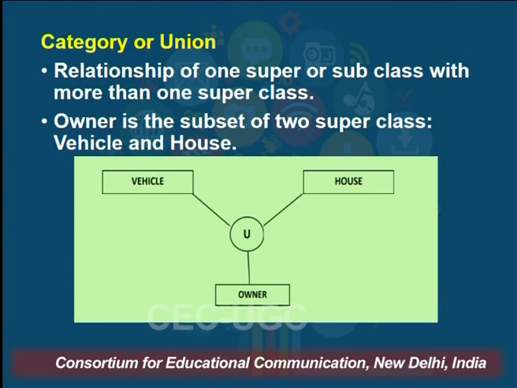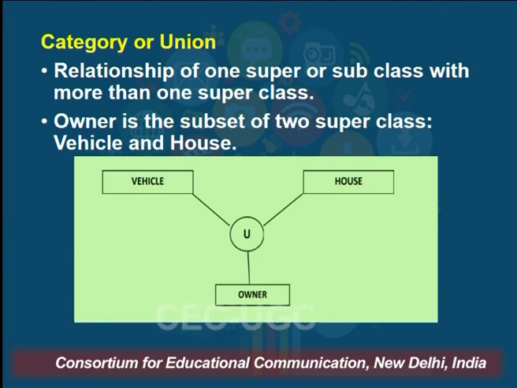So basically if we want to depict this union or category, we can use the circle symbol along with the letter U written in between, as we are witnessing on the screen, that is vehicle and house are connected to the owner using a circular symbol in which U, as in union, is being depicted here.